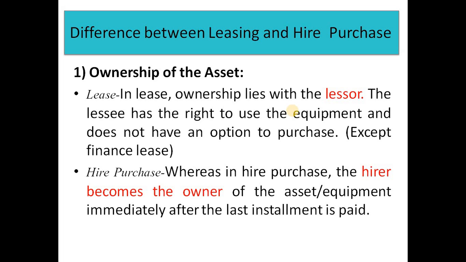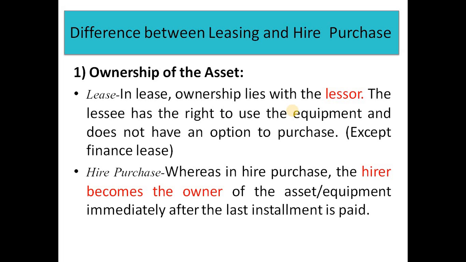In case of lease, ownership lies with the lessor. The lessee has the right to use the equipment and does not have an option to purchase except in finance lease. I have already made a separate video on the difference between operating lease and finance lease. So if you are getting confused here, you can watch that video. Plus, I'll explain here in short that that option is not given in operating lease. Okay, that option of buying the asset at the end of the lease agreement is only available in finance lease.